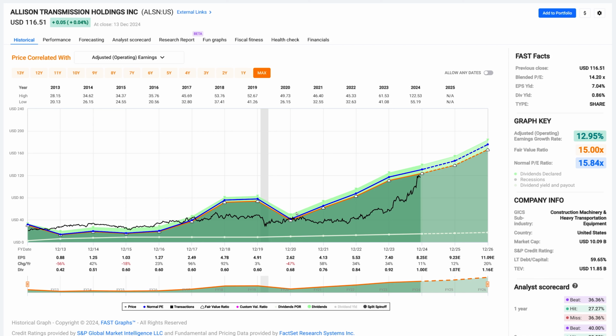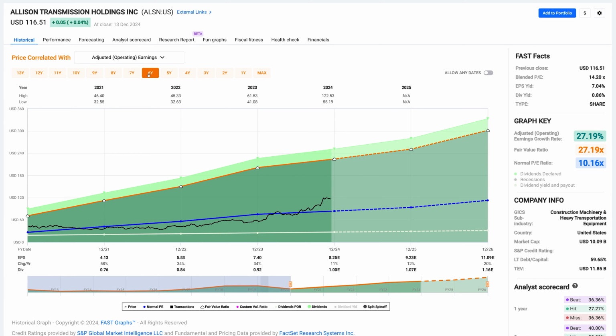So I'm going to shorten. Right now, it's the last 4 years and then the 2 estimate years that basically are looking attractive. So I'm going to drop this to a 6-year graph. Okay, and this is the more recent look at Allison.